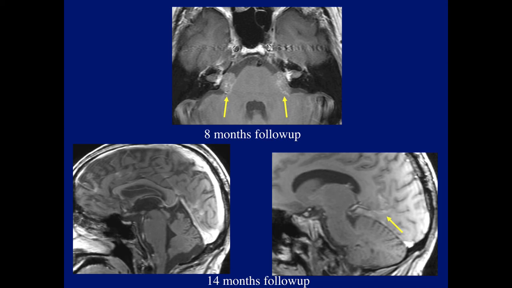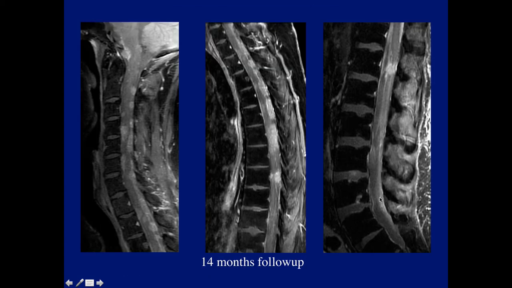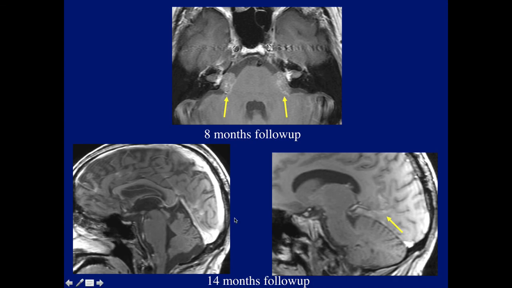However, 8 months later, these masses showed up, and 14 months later, even though the pineal region looked normal, there was now involvement of the sulci and the occipital lobe, and unfortunately, this is how the spine looked. So a very sad case of a germinoma that in the original area looked like it disappeared, but was widespread disease all over the place.